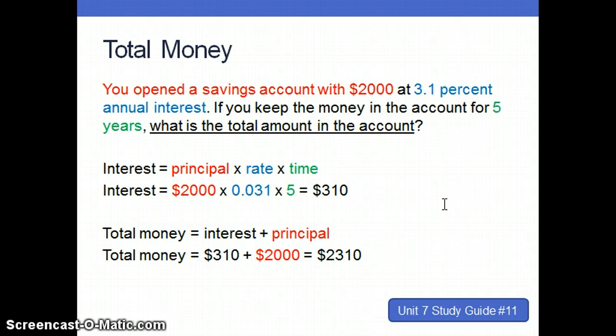So this concludes our mini lesson for Tuesday. You learned how to calculate interest, and then you learned how to find the total amount of money in your account. And for that, you're really just adding on an extra step. First, you find the interest, and then you add it back onto your principal.